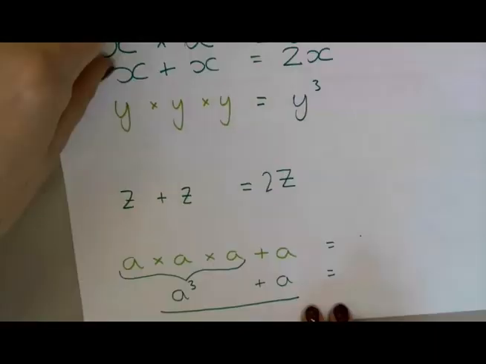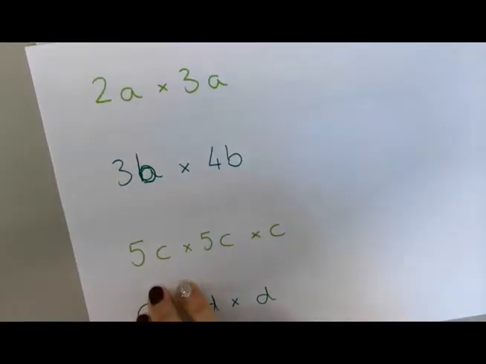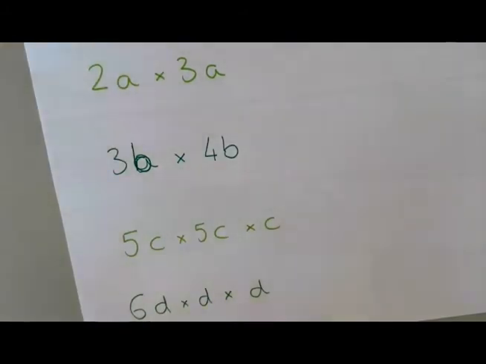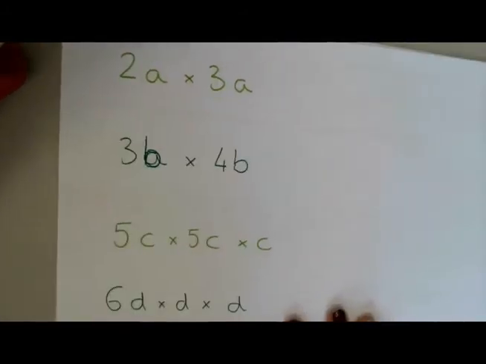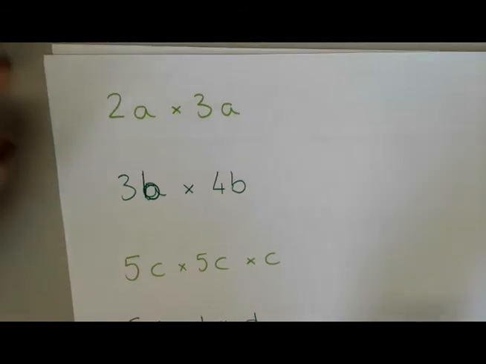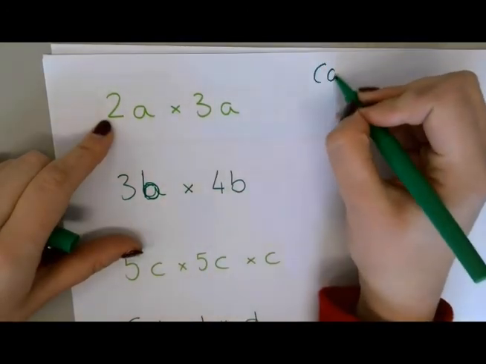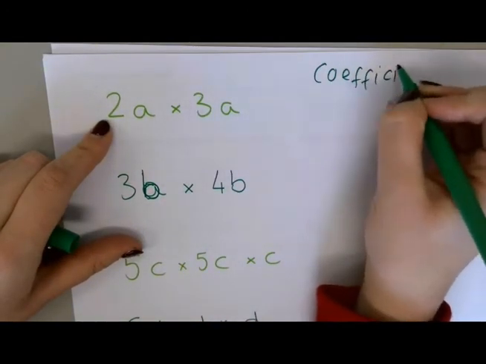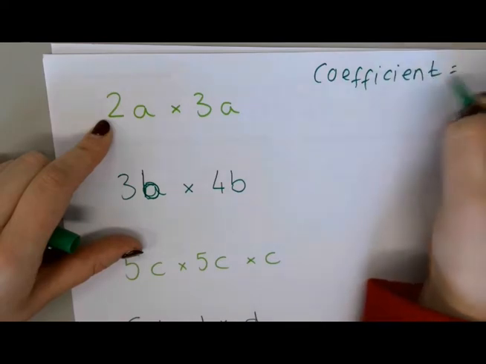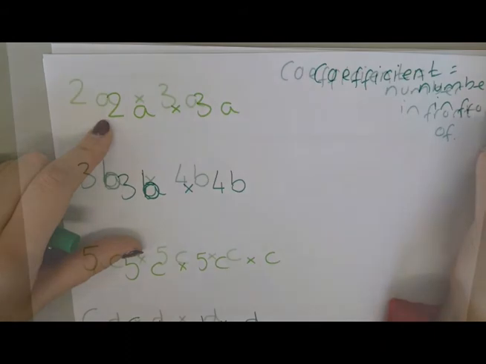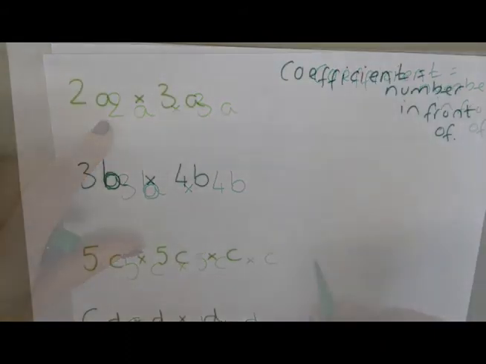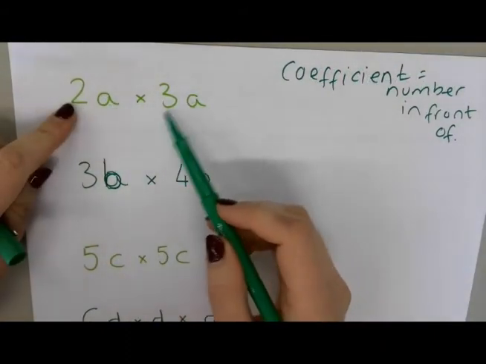Right, I think I might just have one more. Is it one more or two more? Possibly two, actually, just to show all these examples, and then you'll be able to do these yourself. So 2a multiplied by 3a. First of all, we look at the coefficients. Now remember, coefficient, you wrote this in your books actually not too long ago, is the number in front of. So the coefficient of a here is 2 and the coefficient of a here is 3.